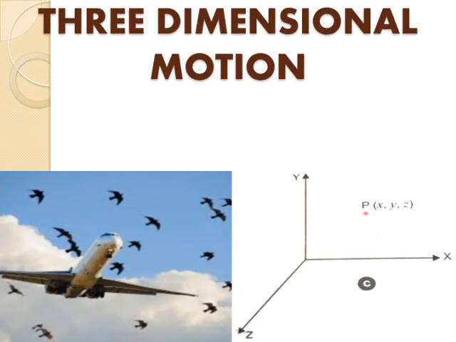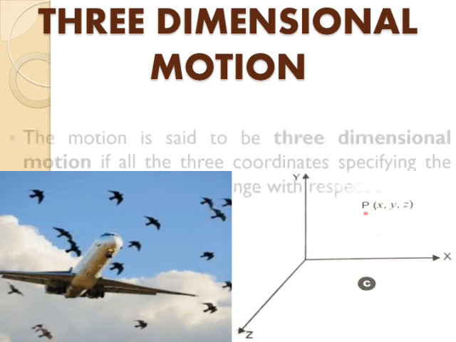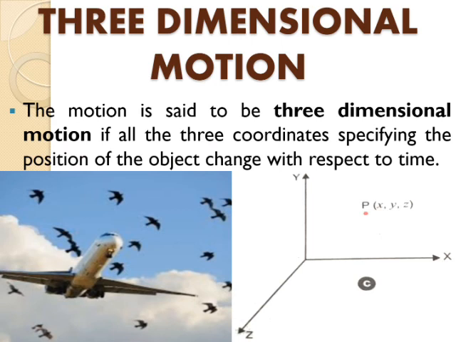Now let's talk about the third, three-dimensional motion. The motion of an object is said to be three-dimensional motion if all the three coordinates specifying the position of an object change with respect to time. In three-dimensional motion, the object moves in space. For example, a kite flying on a windy day, a flying aeroplane, or a flying bird.